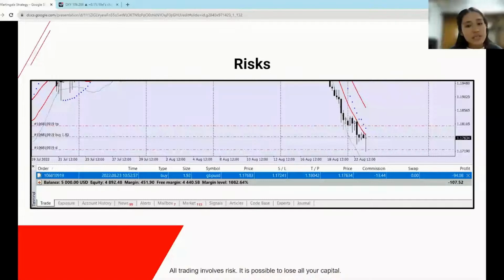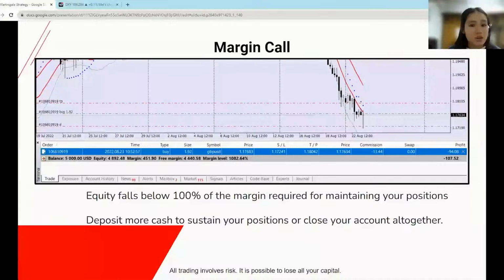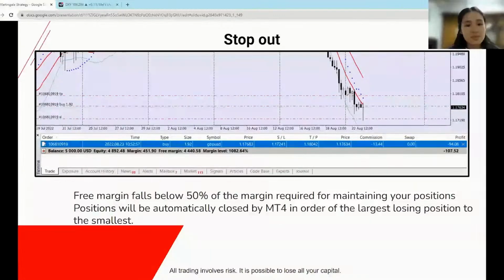Okay, so equity is balance plus or minus open profit or loss, that's how you calculate your equity here. But you can see it's normally already calculated for you. So if that falls below 90% of the margin that's required for maintaining your positions, then you will probably get a margin call. Okay, so in that situation, you would then be required to deposit more cash to sustain your positions, or you might be forced to close your account.